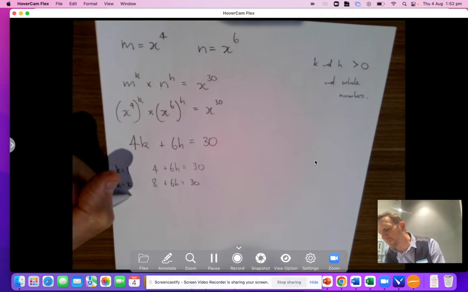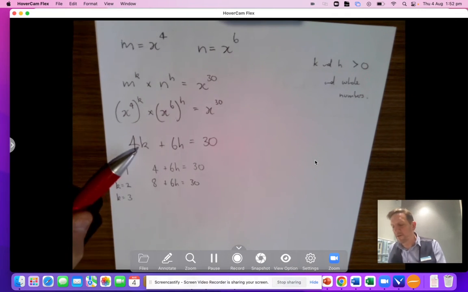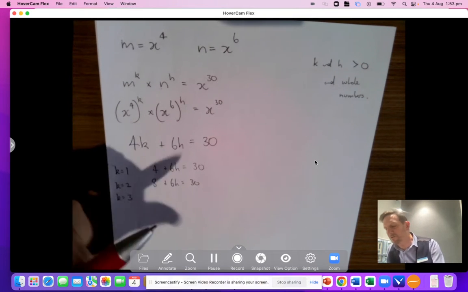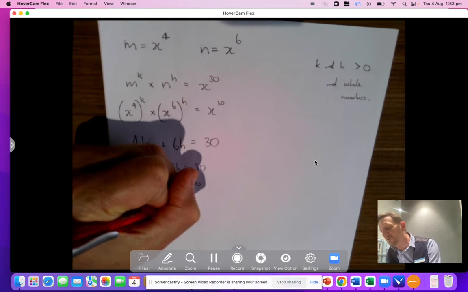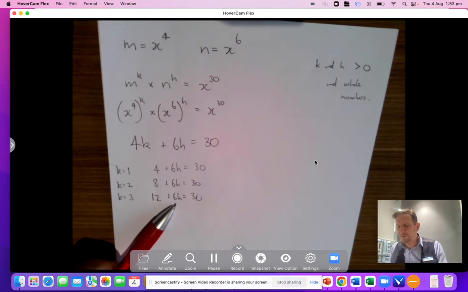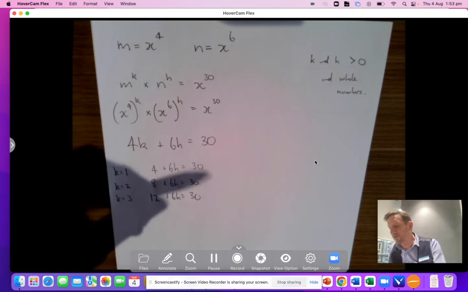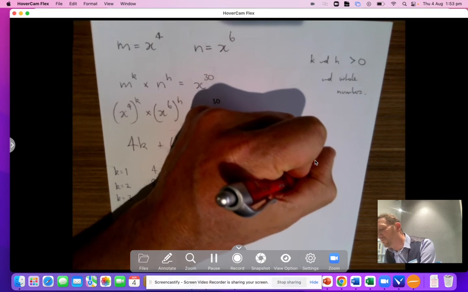k equals 3. We might be a bit luckier here, I think. So when k equals 3, we get 4 times 3 is 12 plus 6h equals 30. Therefore, this must be 18. So h equals 3. When k equals 3, h equals 3.